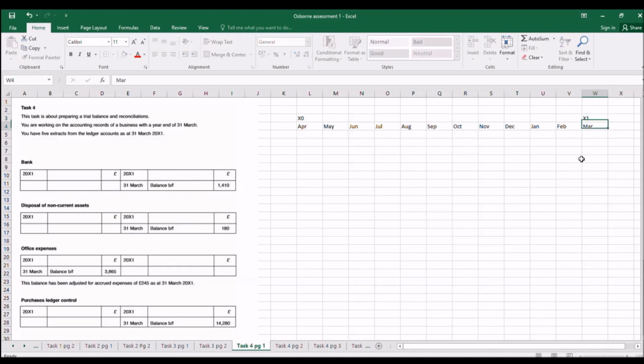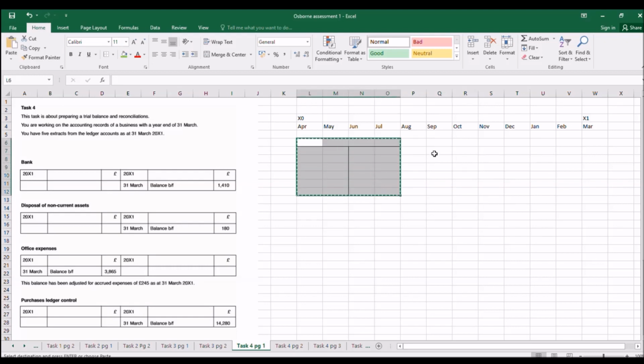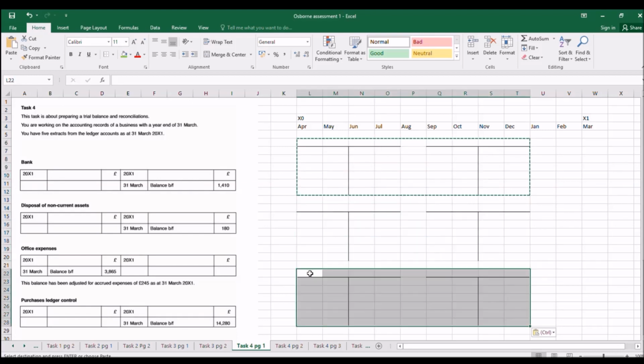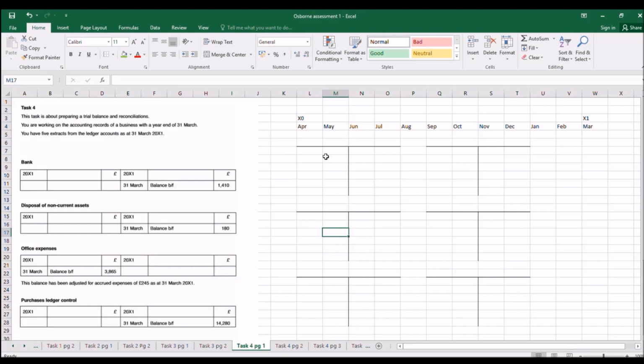X1. Right. Okay, we've got 5 extracts from the ledger account, so let's set up our T accounts again. Got our nice T accounts. What you should have as part of your things that you're taking with you to the exam, obviously, is a ruler and different coloured pencils and some highlighters as well.